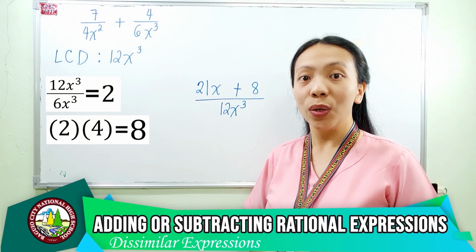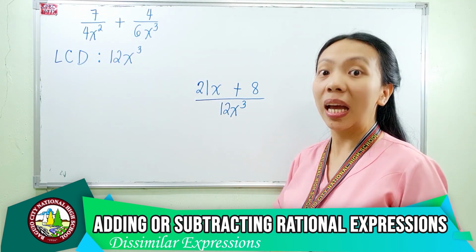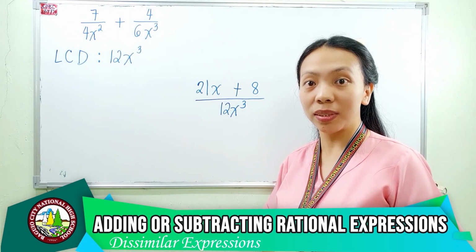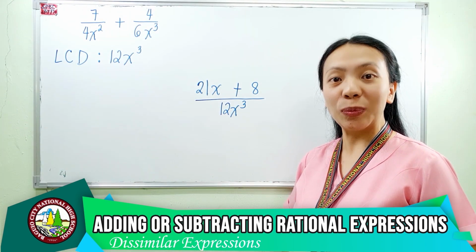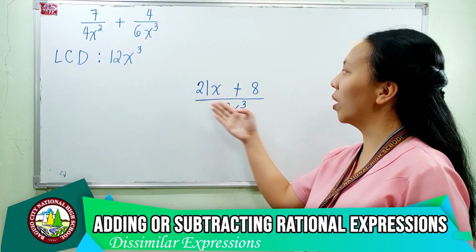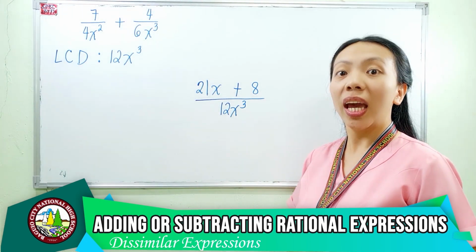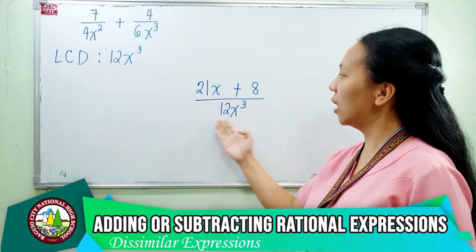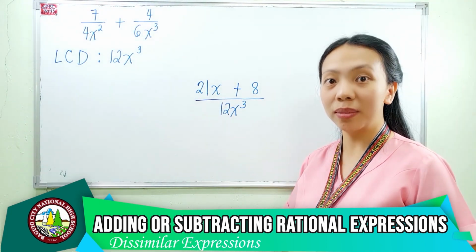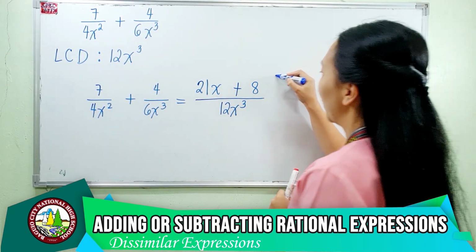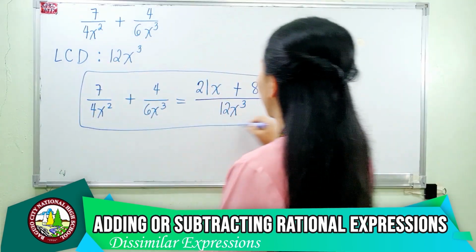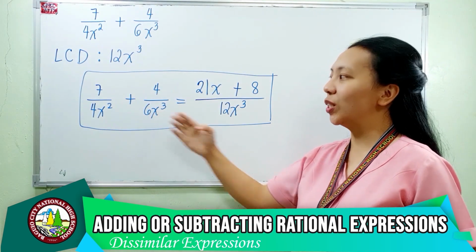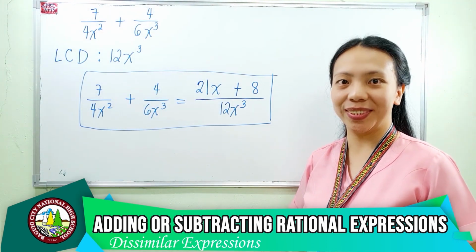And then we finalize our answer. Are 21x and 8 similar terms? No. Since we can no longer combine 21x and 8, and there is no other factor common to both the numerator and the denominator aside from 1, 21x plus 8 all over 12x cubed is the sum of these rational algebraic expressions.